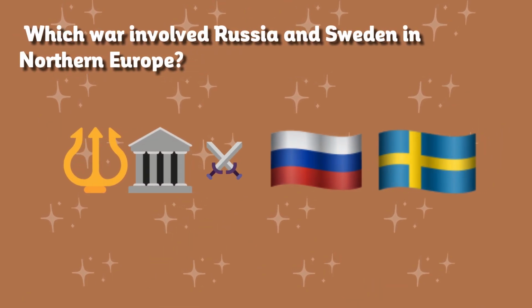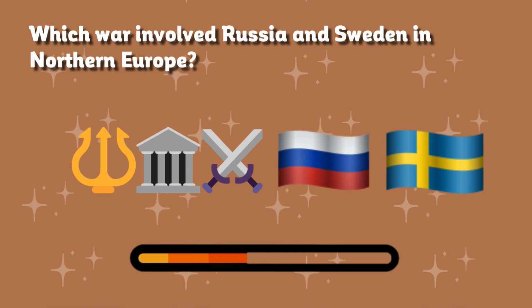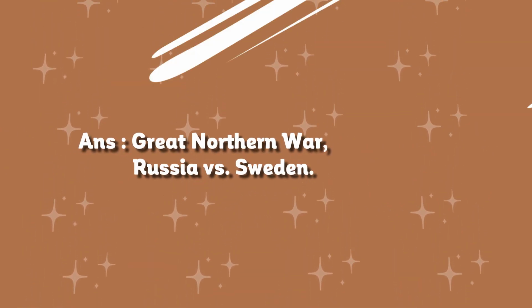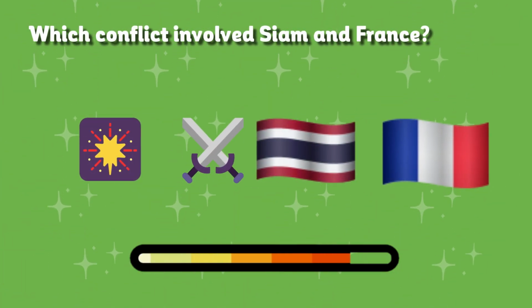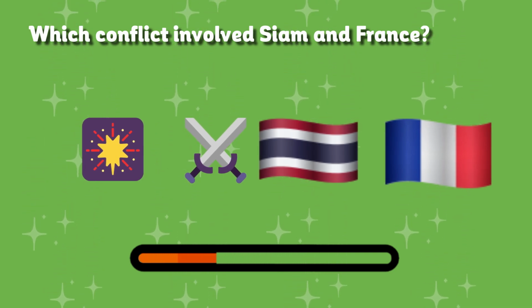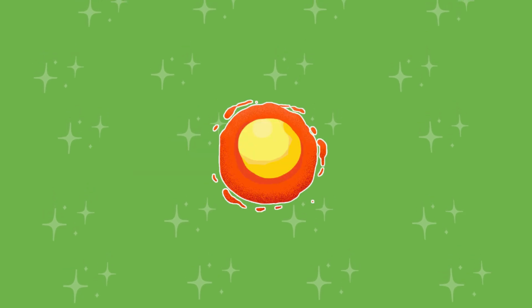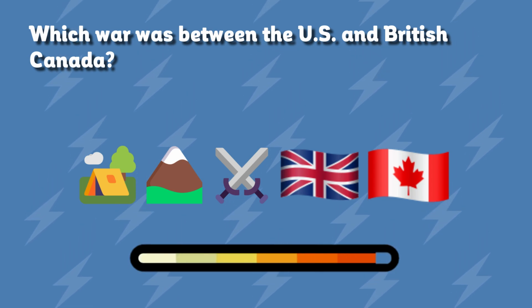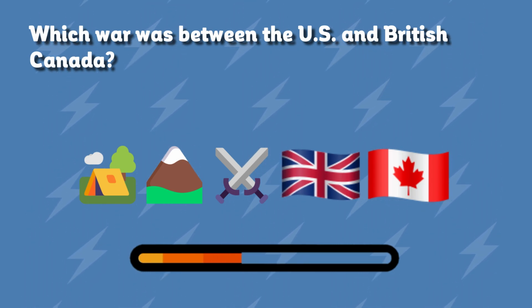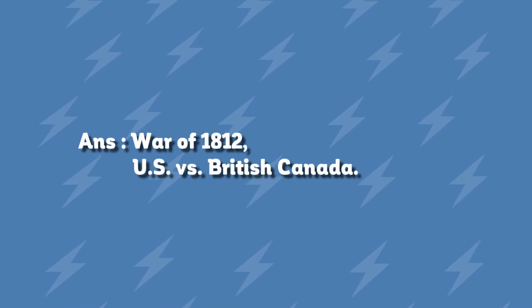Which war involved Russia and Sweden in Northern Europe? Great Northern War, Russia versus Sweden. Which conflict involved Siam and France? Franco-Siamese War, conflict over Siam. Which war was between the US and British Canada? War of 1812, US versus British Canada.